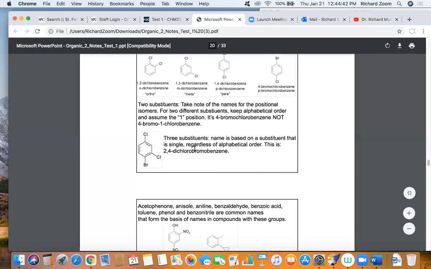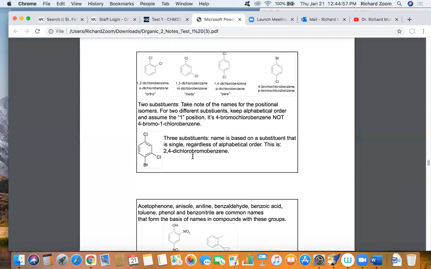I'll give you another look at this one at the bottom, the 3-substituent one. The name is based on the substituent that is single, and that's the bromo here. So if this one's being named as a bromobenzene, you'll notice there's no 1 there because it's being named as a bromobenzene. Got it. So the chlorines are in the 2 and 4 positions. That makes sense. Thank you.